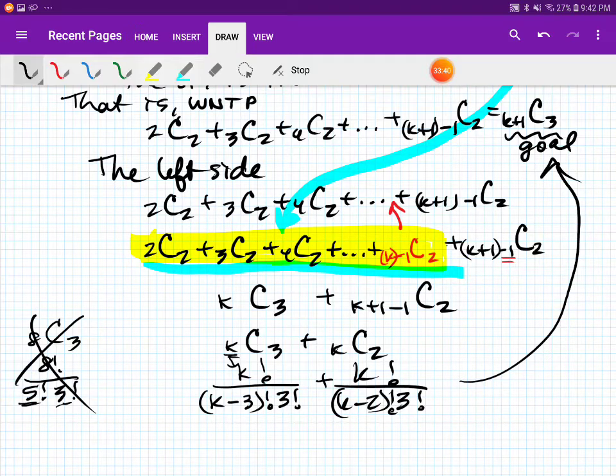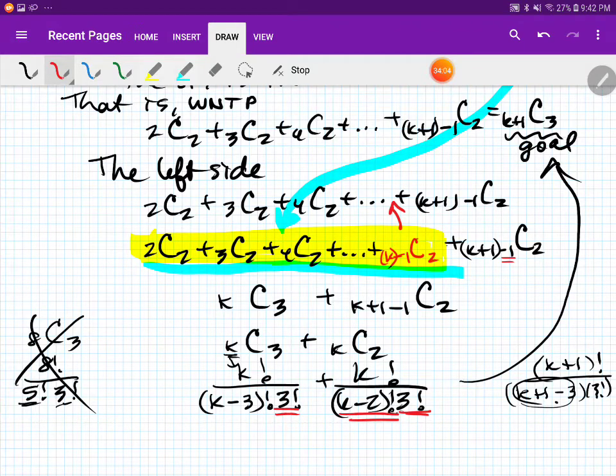I need to look at k plus 1 minus 3 factorial, with a 3 factorial and a k plus 1 factorial at the top. Well, this is k minus 2. I see the k factorials, I like the 3 factorials, and I like the k minus 2 factorial. Now, what's k minus 2 factorial? K minus 2 factorial is k minus 2, and then you go down, right? So 8, 7, 6. So down is k minus 3 factorial.